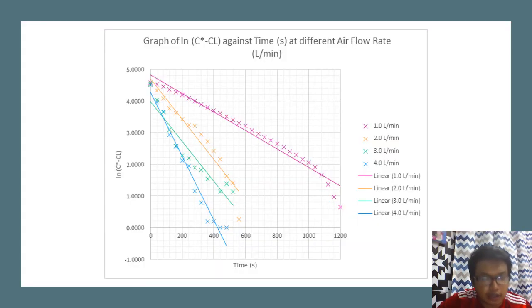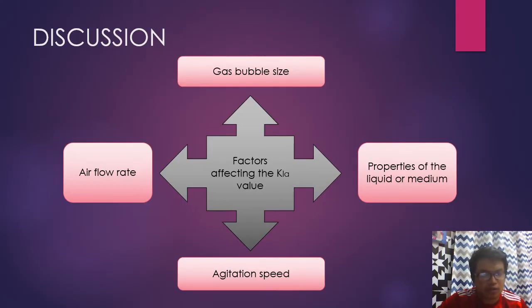So this is the graph we obtained after we collected all the values of KLA at different flow rates in liters per minute. The discussion is about the factors affecting the KLA value. In the experiment, we know that the variable that we changed is the airflow rate. So the factor affecting the KLA value was the airflow rate.